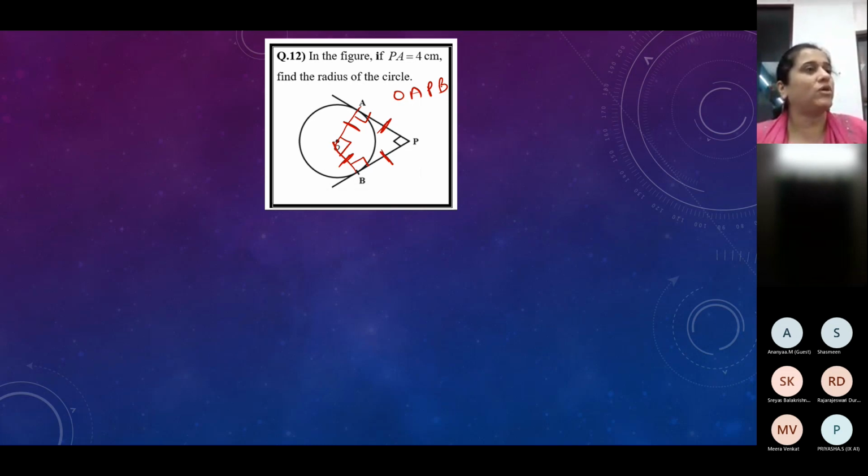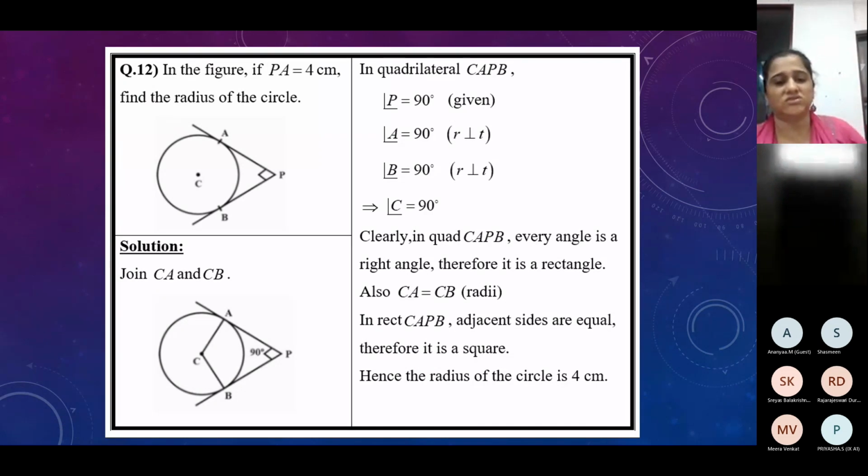And what is the property of a square? All sides are equal. And what is PA? PA is 4. All sides are equal. Then how much is OA? OA is also 4. So that's how we find the radius of the circle. You can just read this.